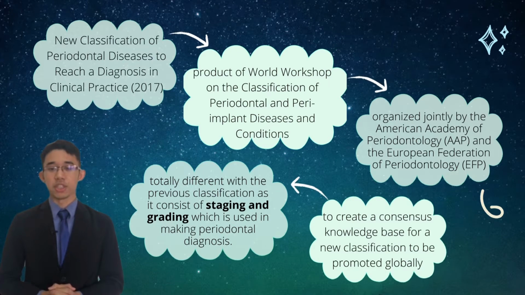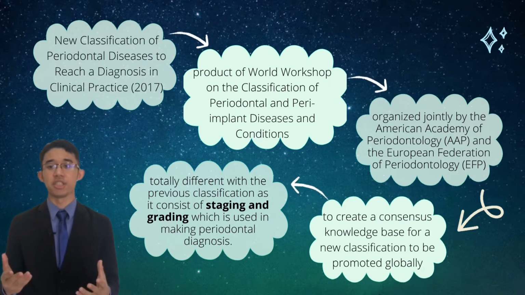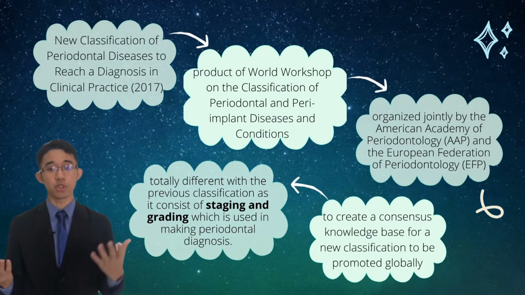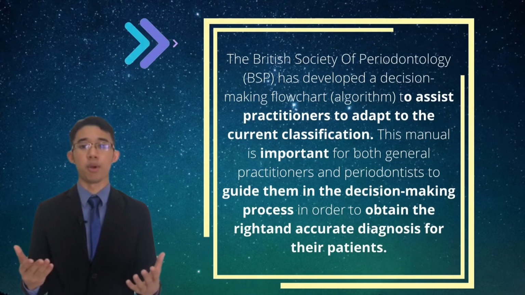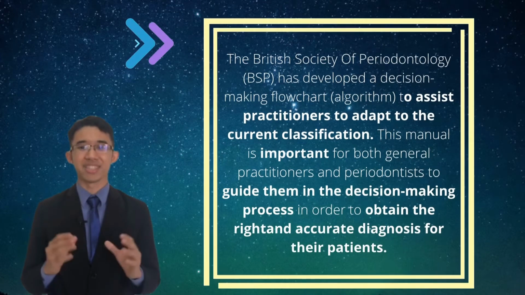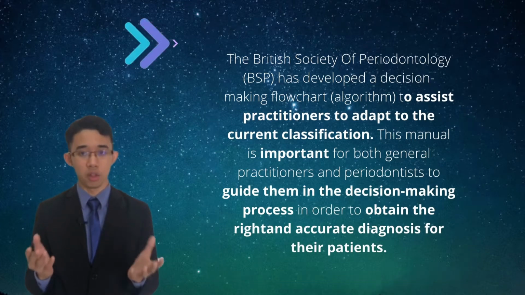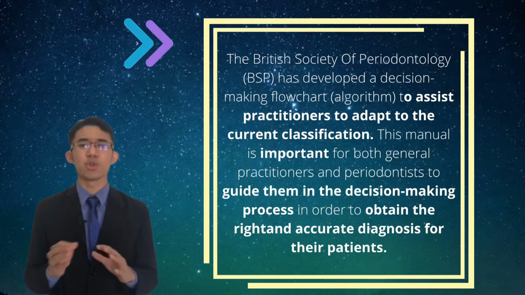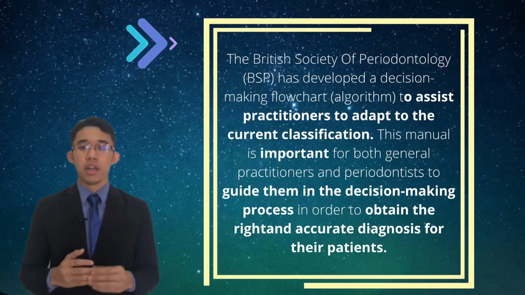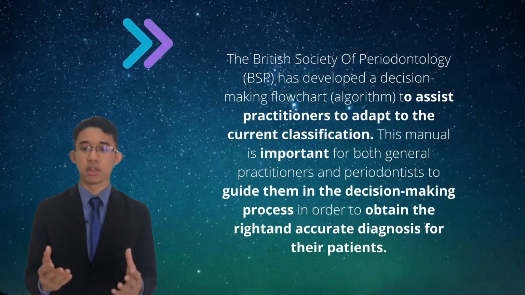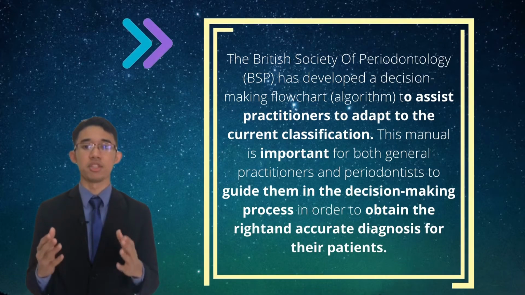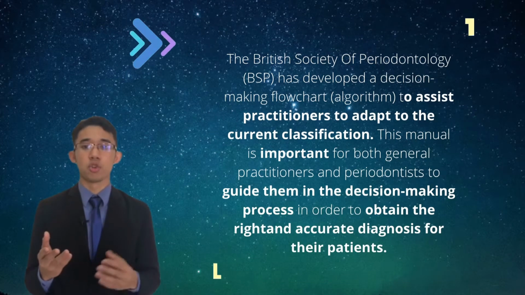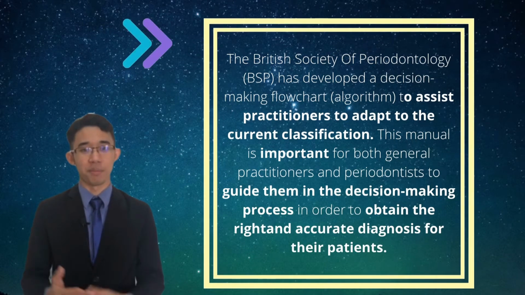This new classification is totally different from the previous classification, as it consists of staging and also grading, which is used in making periodontal diagnosis. The British Society of Periodontology, BSP, has developed a decision-making flowchart algorithm to assist practitioners to adapt to the current classification. This manual is very important for both general practitioners and periodontists to guide them in the decision-making process in order to obtain the right and accurate diagnosis for their patients.